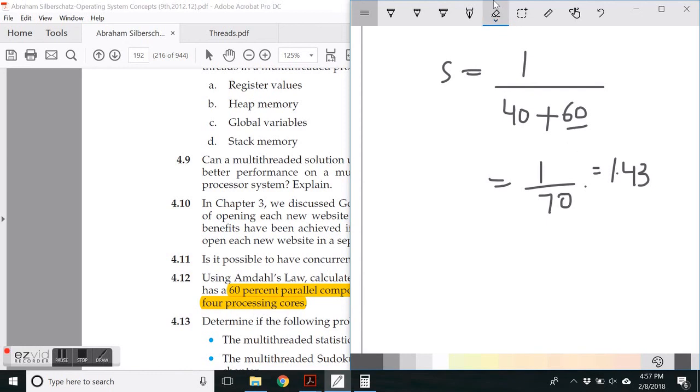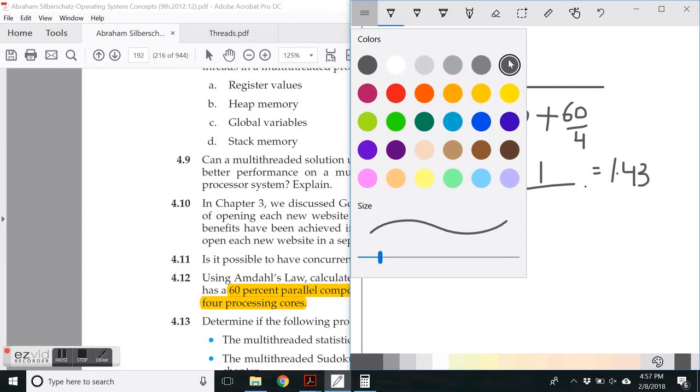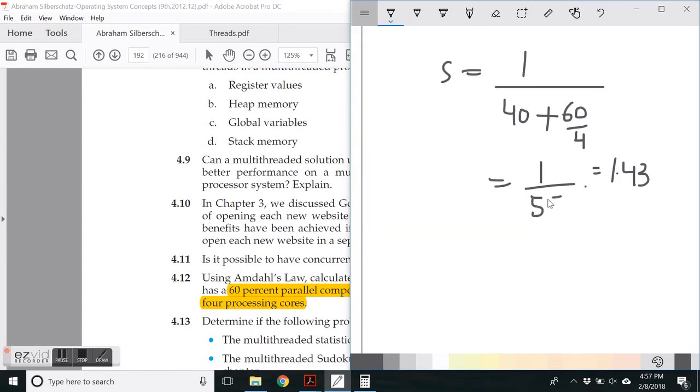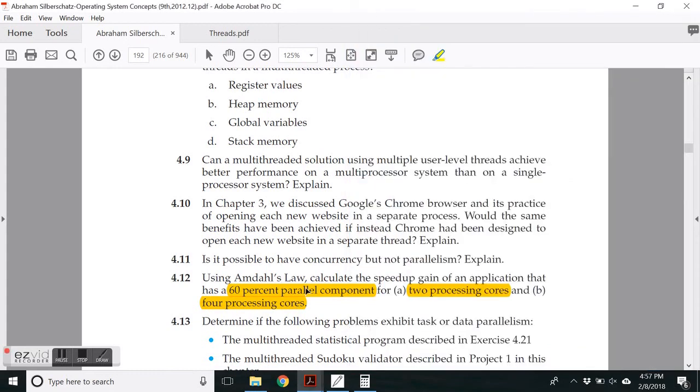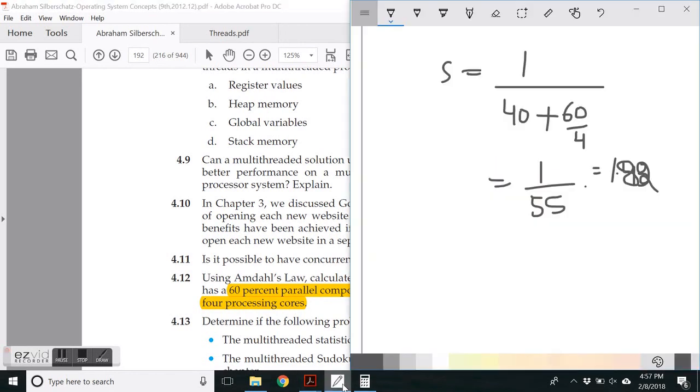And if you also want to see the answer to the second part, you just have to replace this with 4, and this would be 40 plus 15, which is 55, and 1 over 55 is 1.82. So in that case, your speed up would be 1.82. So these are the 2 speed ups that you would have when you have 60% of your code that's parallel and 40%, the remaining percentage, is still serial code.